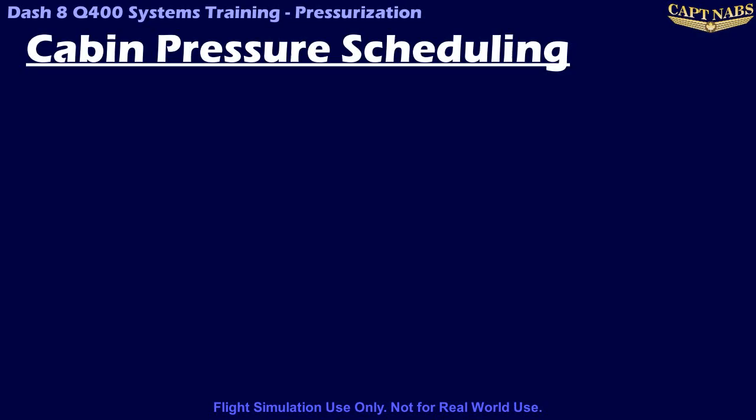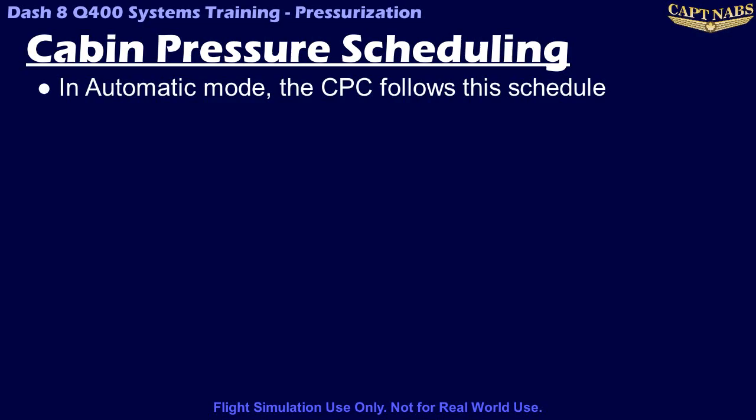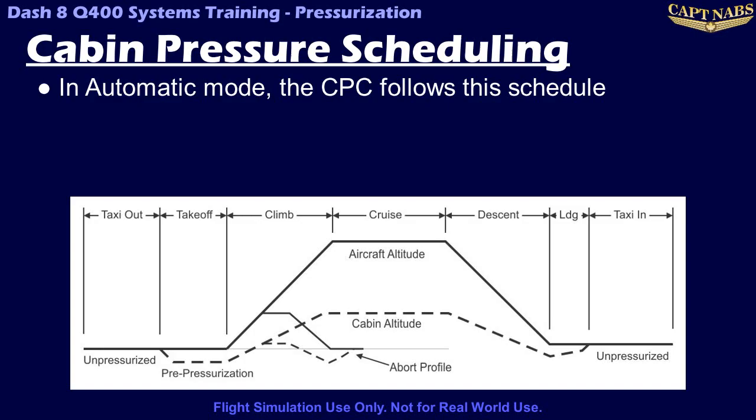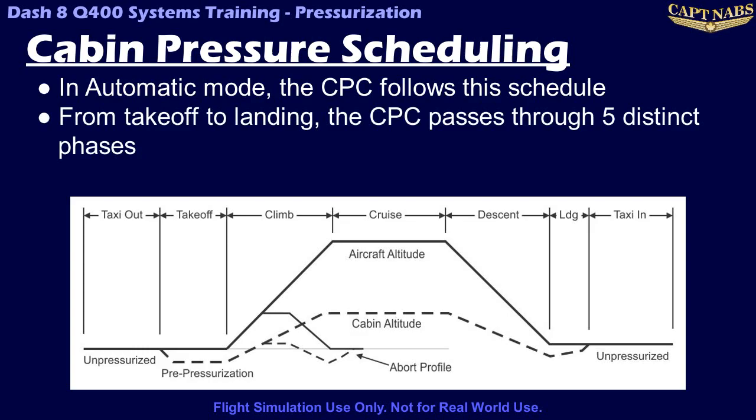For most flights, the CPC will be operated in automatic mode. In automatic mode, the CPC will try to follow a predefined schedule, which is shown here. This chart shows how cabin altitude is scheduled through a typical flight. There are five distinct phases shown here that the CPC moves through.